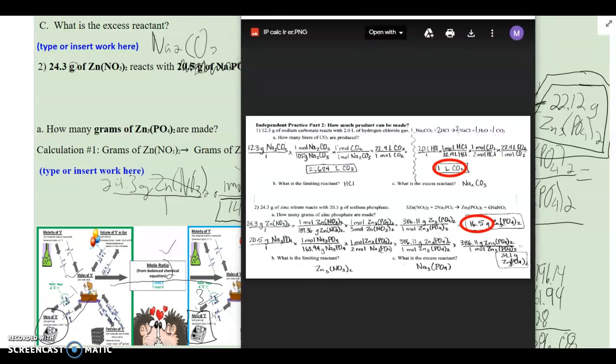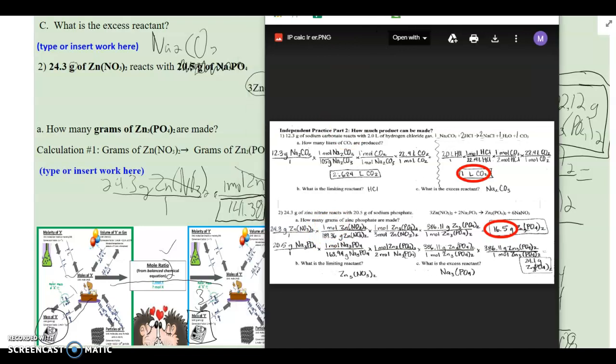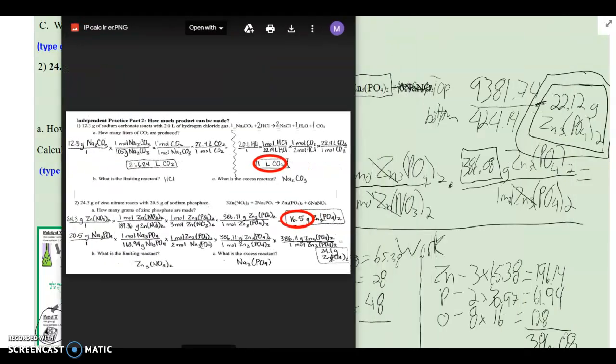Let's go through her work compared to mine. For the first part, we both had 24.3. Second part, we both had 1 mole. The next one, this is where there's a discrepancy. I got 141.38 and this person got 189.36. See if there's any other discrepancies.